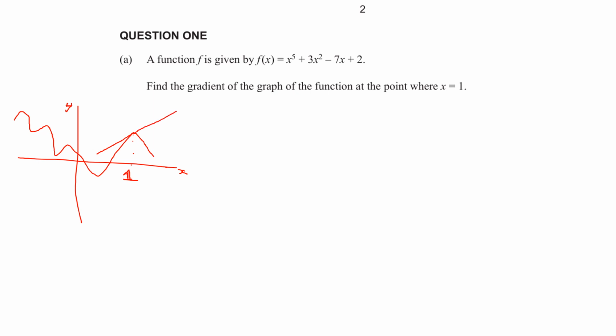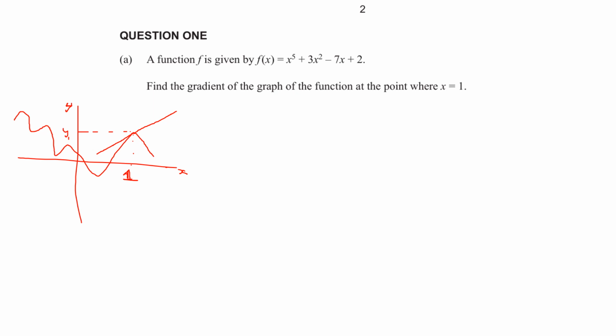To find the gradient of the graph at this point, we draw a tangent, and the gradient of that tangent is the gradient at this point where we know x. We don't know what y is, it could be any number, but we can find y if we like. We'll just say y1. We've been asked to find the gradient at this point. So what do we do when we're dealing with functions like this?